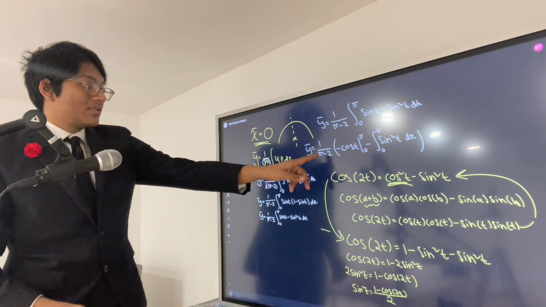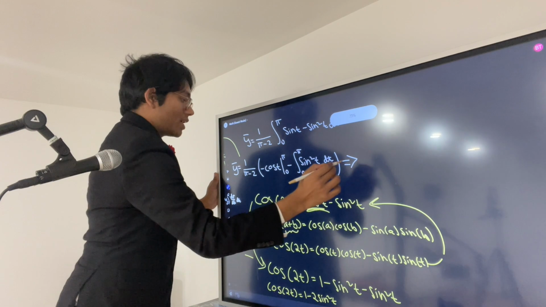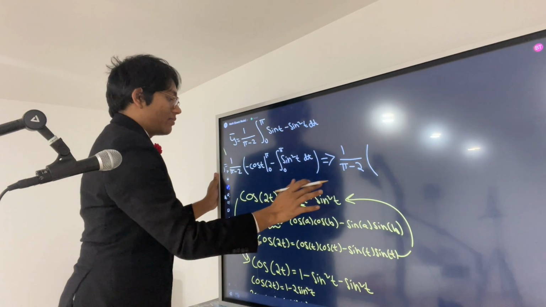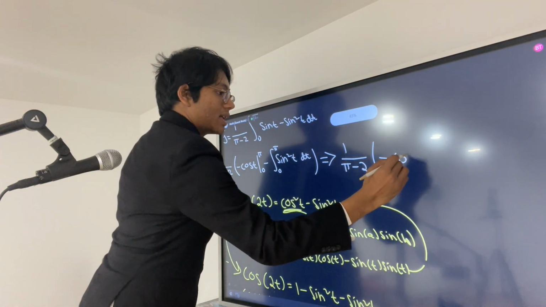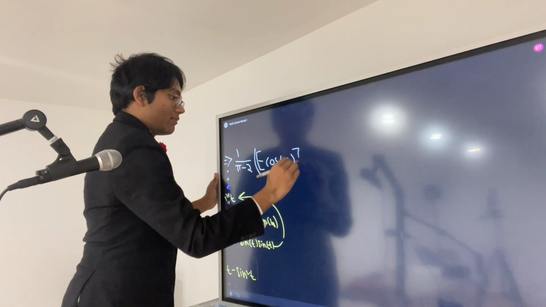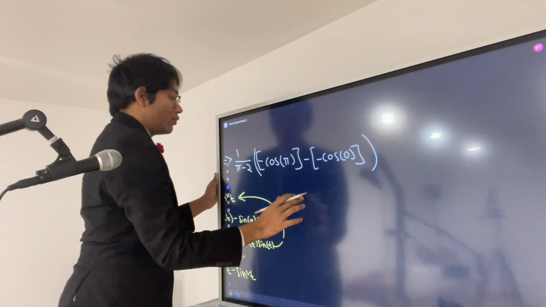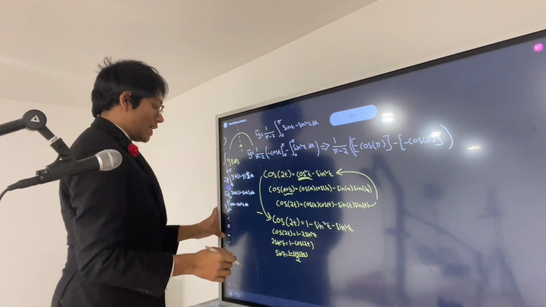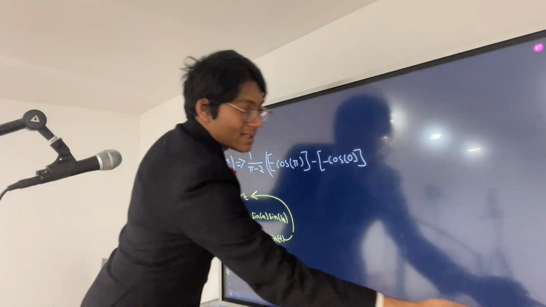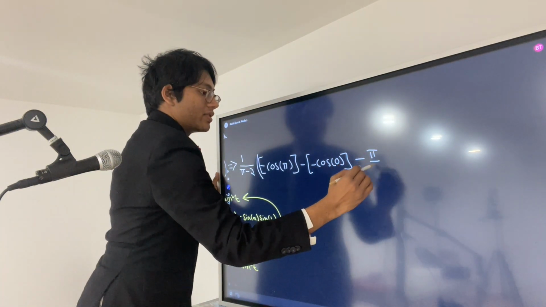Recall that the center of mass in the y direction was going to be this. So if I go ahead and plug in, I now know that the center of mass in the y direction is going to be 1 over pi minus 2 times minus cosine of t from 0 to pi, which is going to be minus cosine of pi minus negative cosine of 0. That's going to be one aspect of it. And then I'm going to subtract the integral of sine squared of t dt. And I know now that that's going to be pi over 2. Is that right? Yeah, pi over 2. So this is going to be minus pi over 2.